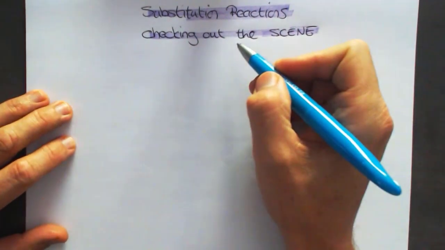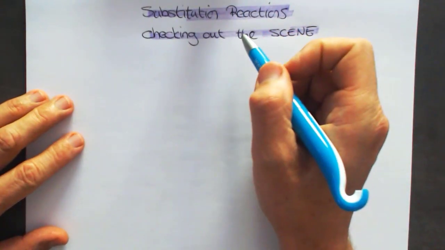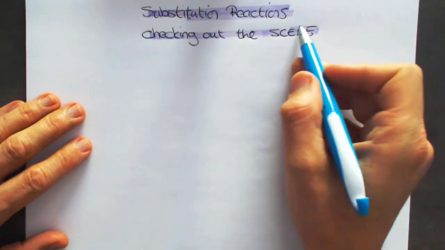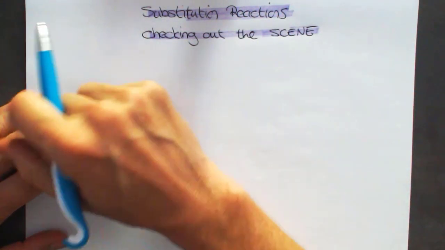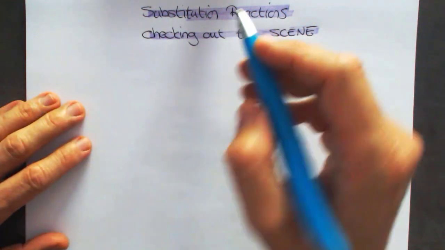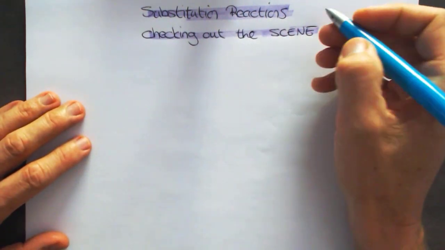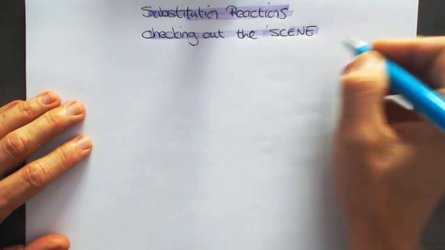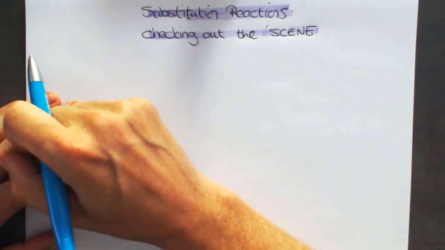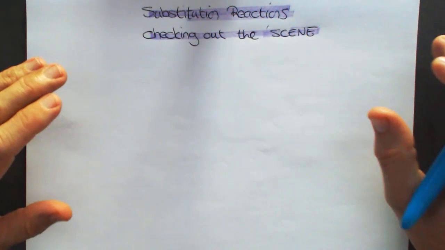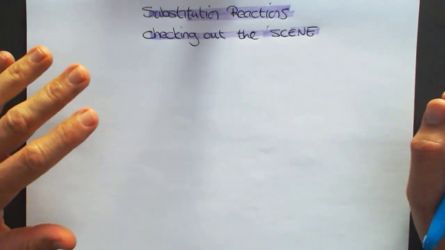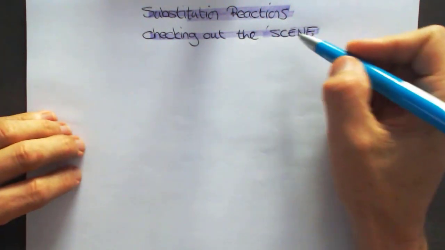Hi there. So we're now looking at the last lecture that I have on substitution reactions, and I've titled it Checking Out the SCENE. A play on words, checking out meaning that we're finishing with this section now, and just the acronym that we use, SCENE, to analyze our reactions. Now, in this lecture we're going to basically look at 4 different examples and unpack them using this.